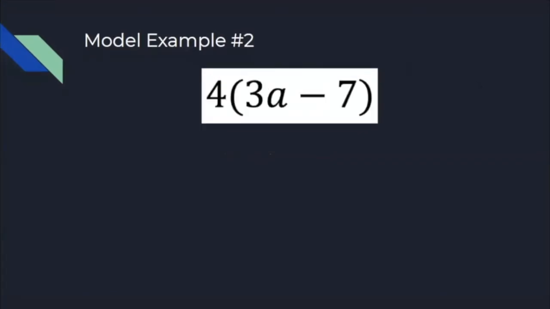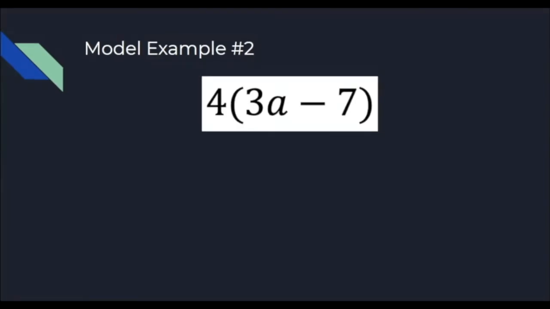Here's another example. 4 parentheses 3a minus 7 parentheses. We're going to distribute this 4 to everything inside of the parentheses. This 4 needs to be distributed to the term 3a, and it also needs to be distributed to this term 7. 4 times 3a is 12a. I'm going to keep the minus sign there. 4 times 7 is 28. We cannot simplify this any further since we don't know what a is. So here's the simplified expression: 12a minus 28.